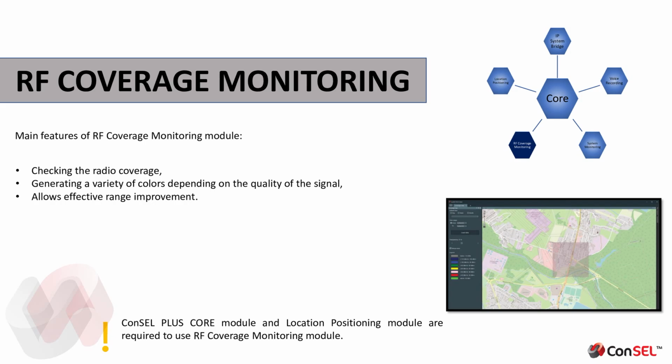RF coverage monitoring is a module that allows you to check and control the coverage of the radio range. Often, unfavorable terrain such as mountains, density of buildings, or electromagnetic interference can have a large impact on the formation of gaps in radio coverage. This module allows you to verify coverage by generating coverage maps. To be able to use this module, you must first have not only the core module, but also the location positioning module.